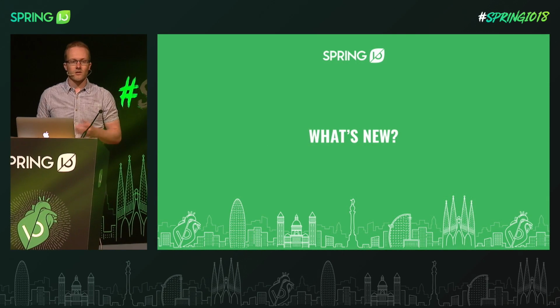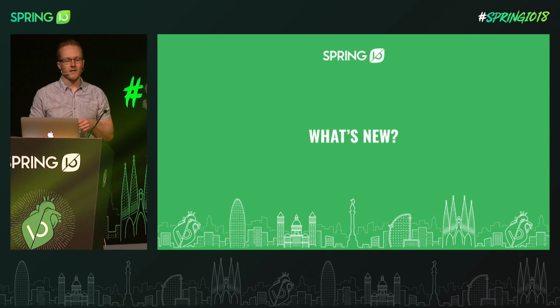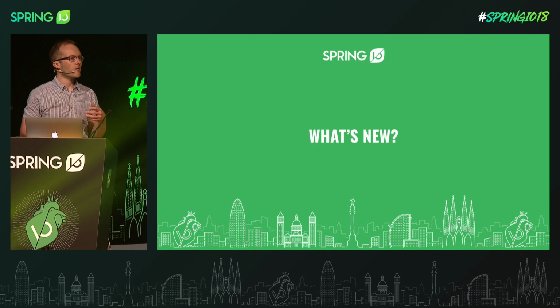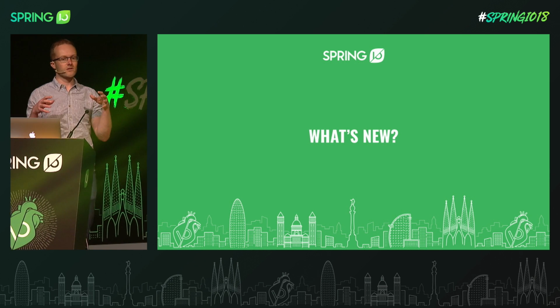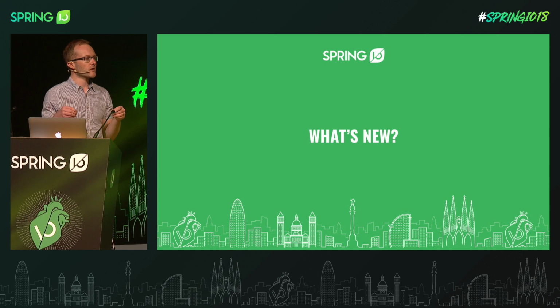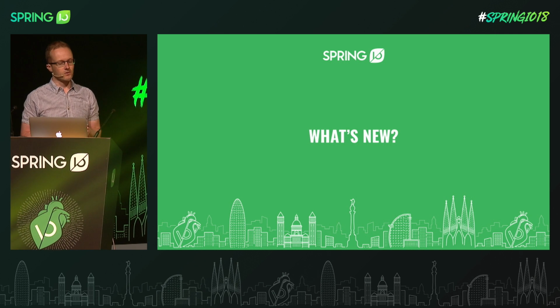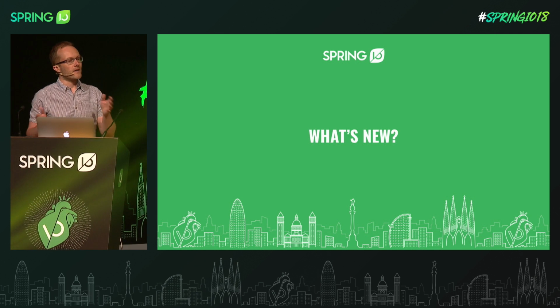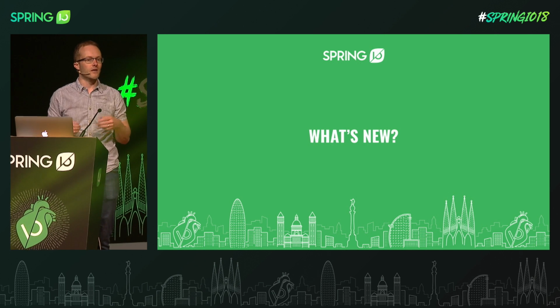All right, so I'm going to split this talk roughly into two halves. To begin with, I want to talk a bit about what's new in the actuator, looking at things from the outside in. So we'll look at how to configure the actuator and the endpoints that are available for you out of the box in Spring Boot 2.0. And then in the second half, we'll take a deep dive into how to write your own actuator endpoint.